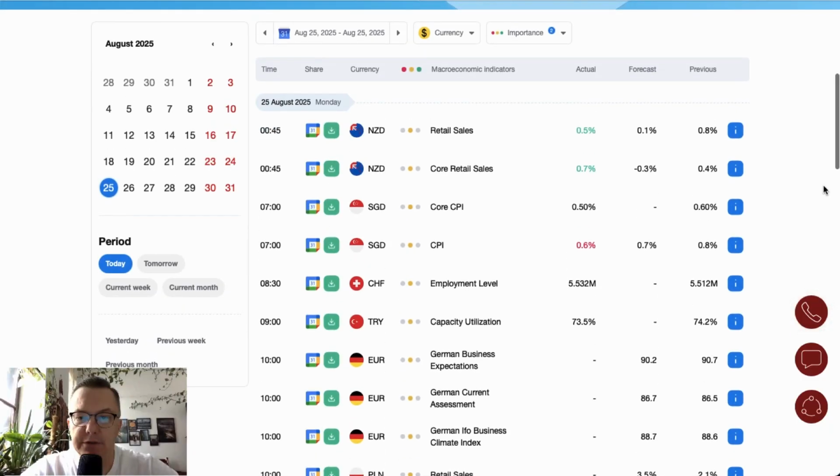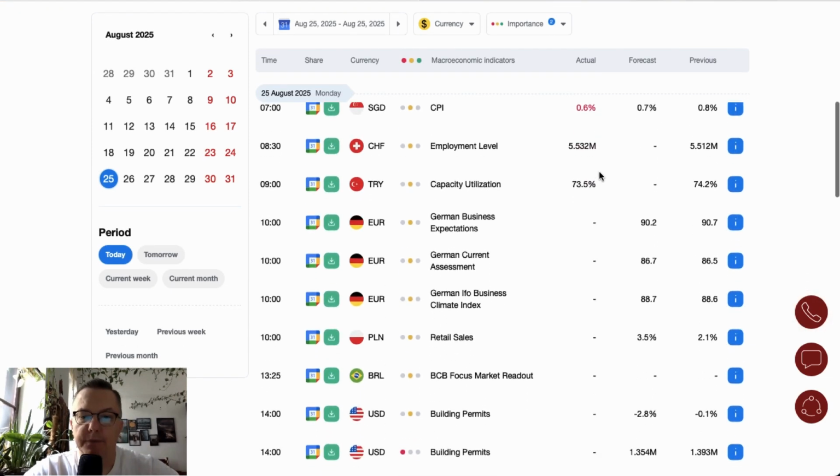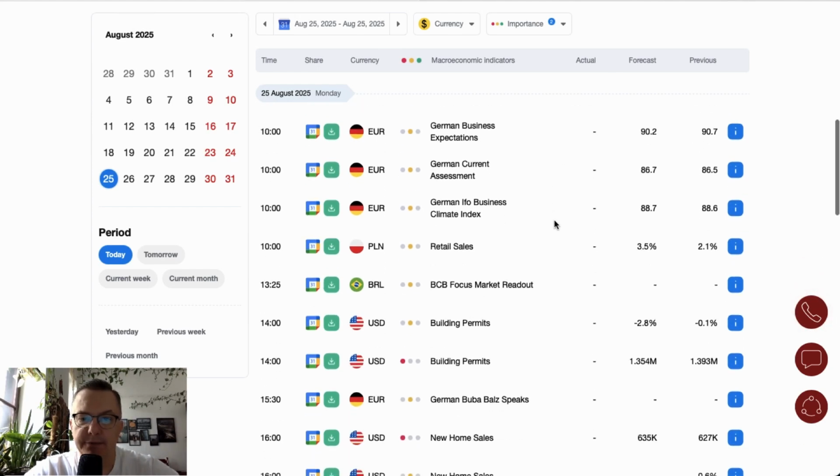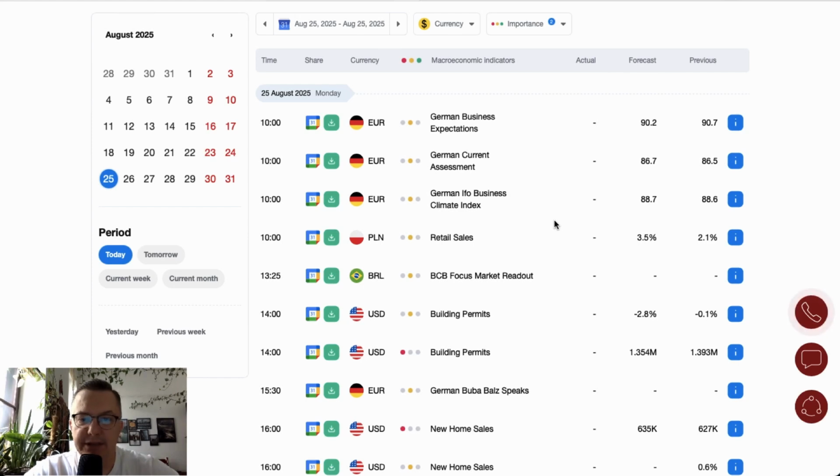Retail sales data from New Zealand were better than expected, 0.5% while the forecast was 0.1%. Nevertheless, they were still below the last number. The previous number was 0.8. Core retail sales 0.7%, up from 0.4, so that's a pretty good number from New Zealand. Employment level in Switzerland up from 5,512,000 to 5,532,000.